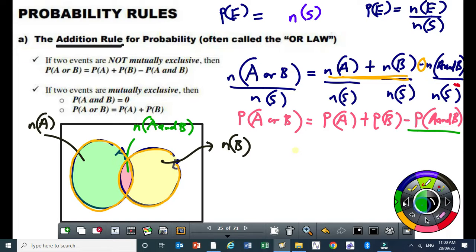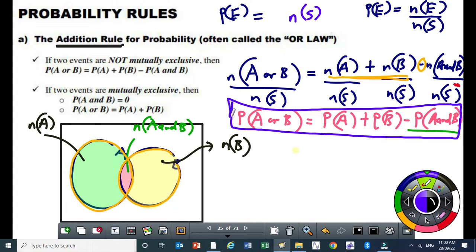If you make P(A and B) the subject, okay, before I do that, I just want to tell you that this is the famous addition rule of probabilities. You need it up to matric. You can encounter some questions on that.